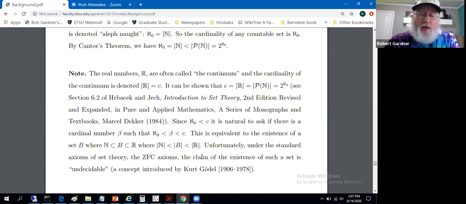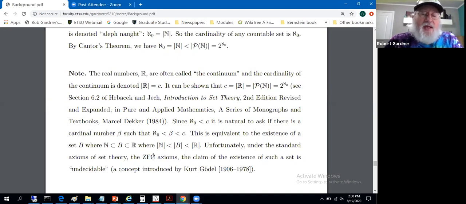Unfortunately, under the standard axioms of set theory, this is an example of an undecidable. This is neither true nor false under the standard ZFC axioms of set theory. It's Zermelo, Fraenkel, a couple of folks. The C stands for choice, the axiom of choice. We'll encounter the axiom of choice in some of the stuff we do, it pops up in analysis. But the idea with these infinite cardinal numbers is, well, this one is less than that one. Is there one in between?